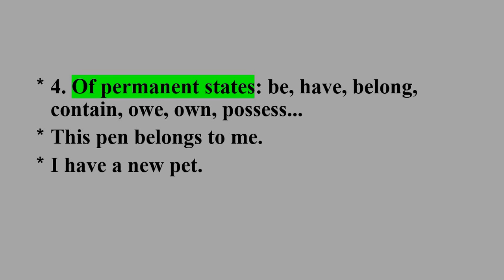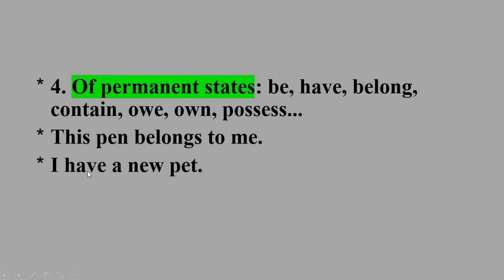And here we are going to see some other category of verbs which have to do with permanent states. Verb to be, have, belong, contain, owe, own, possess. This pen belongs to me. I have a new pet. Here it's about belonging, and here it's about possession.